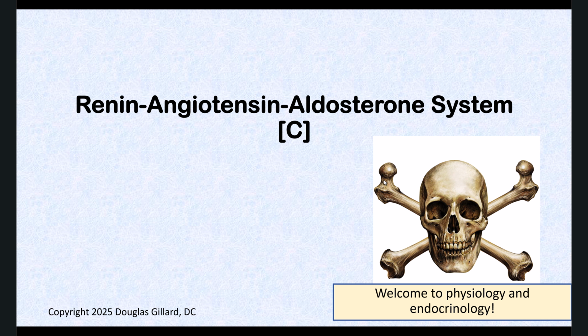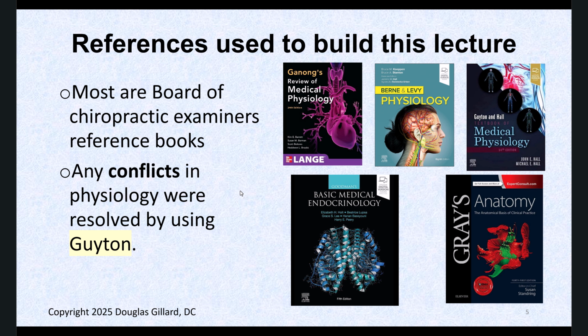So yeah, it's a dreaded system. Physiology students and endocrinology students don't like it, but I think you should have it down. We went over it really hard in SysPhys, and I can't remember if I went over it in Endo with you or not, but let's go over it. Here's the books I used to build this lecture with. All board books, chiropractic board books, except there is no dedicated endocrinology book. So I always go with Goodman's, which is one of the best endocrinology books.